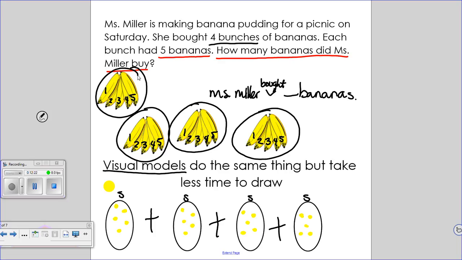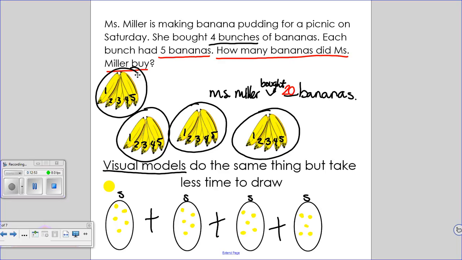What else could we do? What else could we do, Rachel? Skip count by 5. So we would do 5, 10, 15, 20. Somebody tell me the answer sentence with the answer inside of it. Okay? Miss Miller bought 20 bananas.